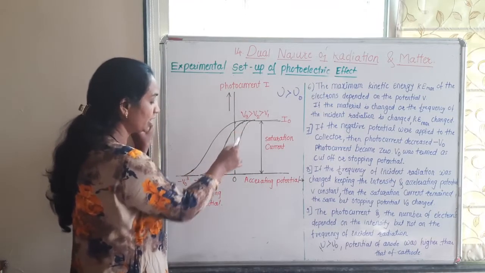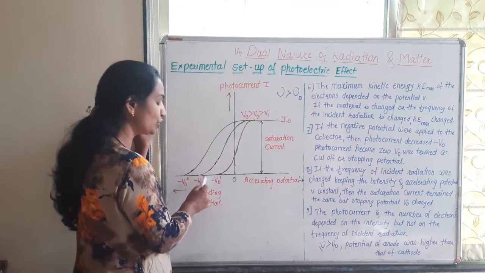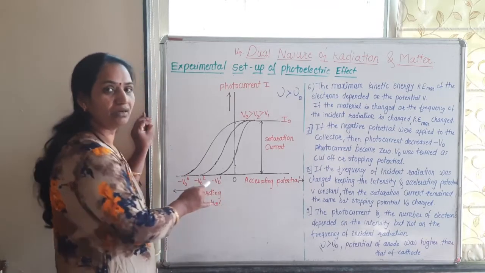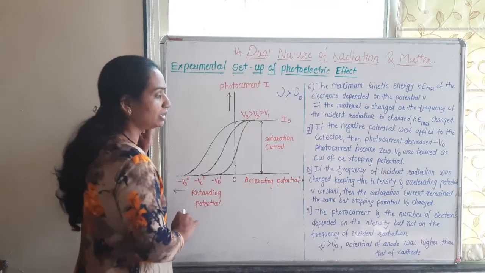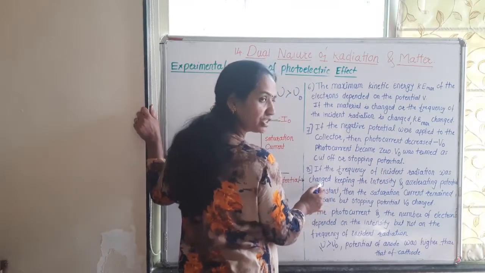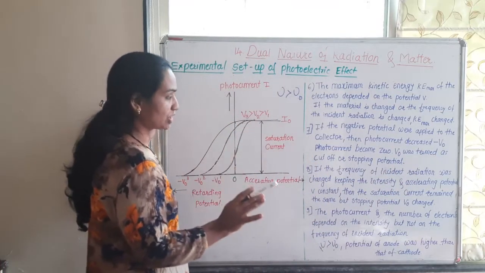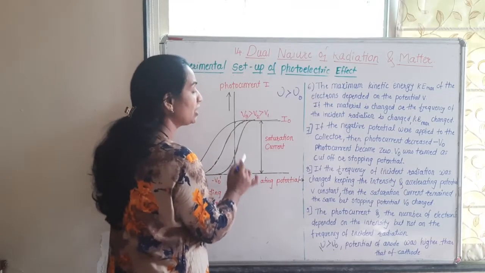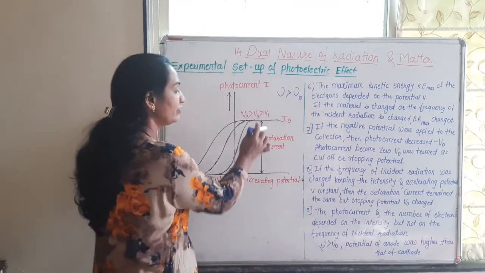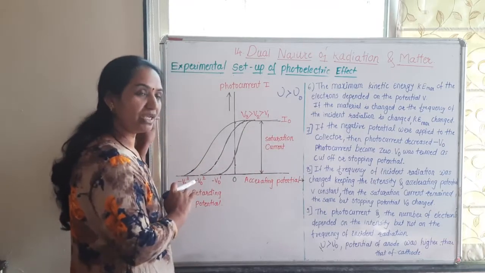For metal 1, the retarding potential is minus V01. For the second material, the retarding potential will be minus V02, and for the third, minus V03. This is the retarding potential of material 1, material 2 and material 3. And then the next point: if the frequency of incident radiation is changed, but the intensity and accelerating potential are constant, then the saturation current will be the same, but the retarding potential will be changed.